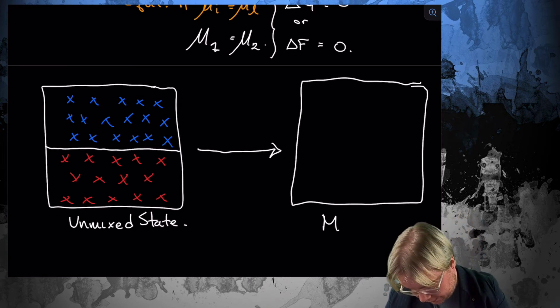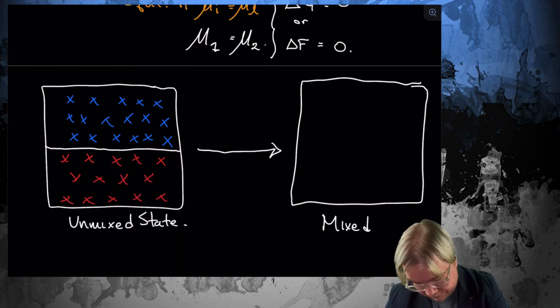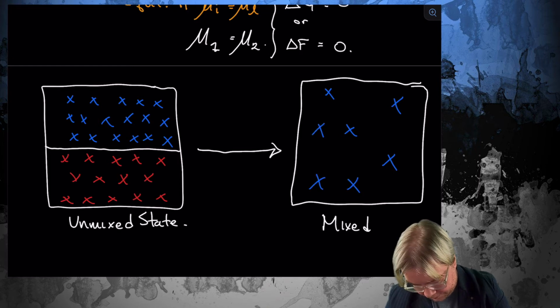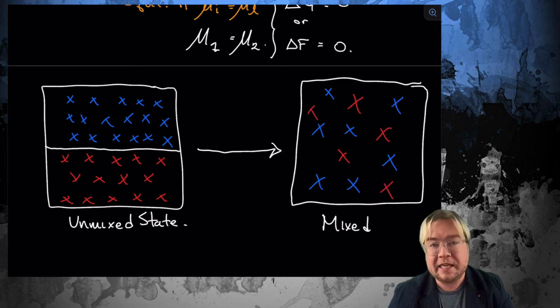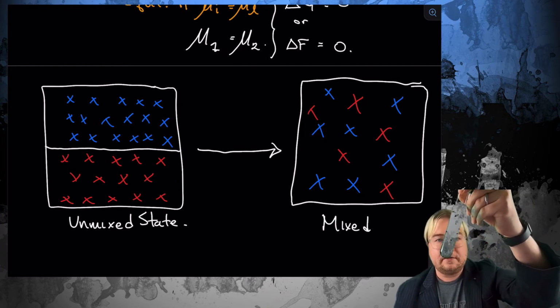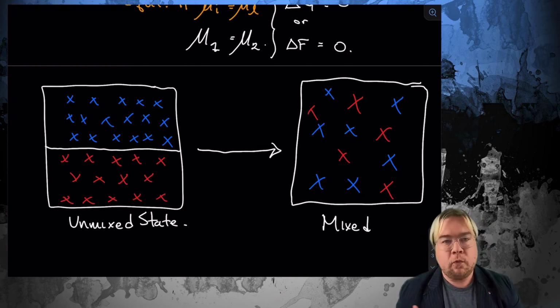So in the mixed state, I'm going to have a nice even distribution. Let me just draw a couple in here. I'm going to have a nice distribution of these particles throughout the system, and it's going to look nice and evenly mixed, just like this is now. All right. So that's the goal. So is this going to happen or is this not going to happen?